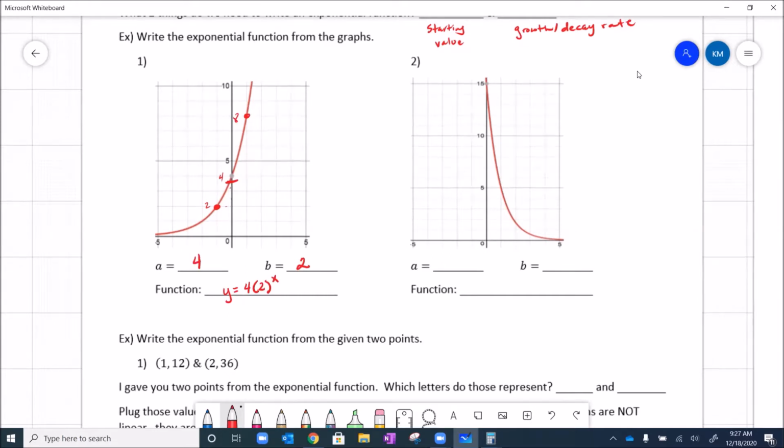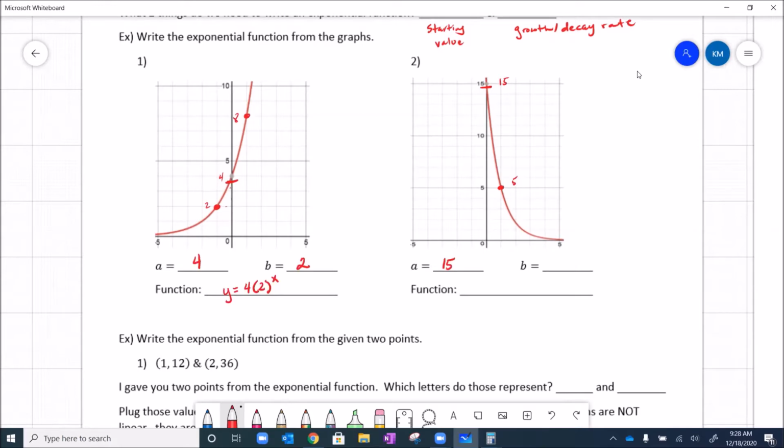Number 2. We can do the same thing. Where do we start? Our starting value is at 15. Where do we go from there? So we go from 15 at 1, we are at 5. What do we have to multiply by to get from 15 to 5? And some people say, well, we divide by 3.